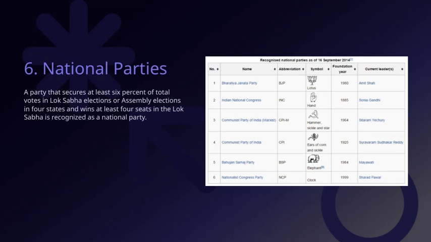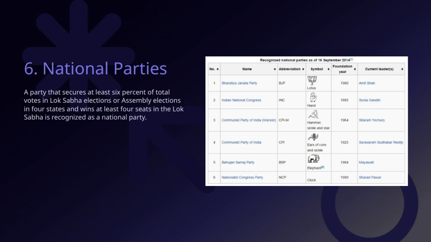Now let's look at what defines a national party. Essentially, a party qualifies as a national party if it meets certain criteria across the country. First, it must secure at least 6% of the total votes in either the Lok Sabha elections or in assembly elections across 4 states. This shows a significant level of support nationwide. In addition to the vote share, the party must also win at least 4 seats in the Lok Sabha. This ensures that the party isn't just popular in theory, but also has a tangible presence in the parliament.